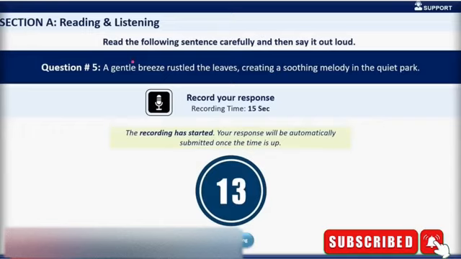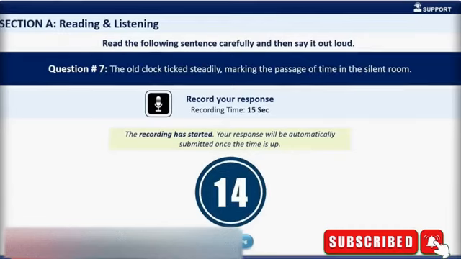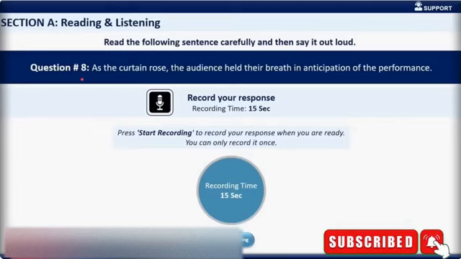Next question is, again we have to read the following sentence. A gentle breeze rustled the leaves, creating a soothing melody in the quiet park. Again, let's read the next sentence. Her eyes sparkled with determination as she set out to achieve her dreams. Let's read the next question. The old clock ticked steadily, marking the passage of time in the silent room. Moving on to the next question. This is again we have to read the sentence which is given to us. As the curtain rose, the audience held their breath in anticipation of the performance.